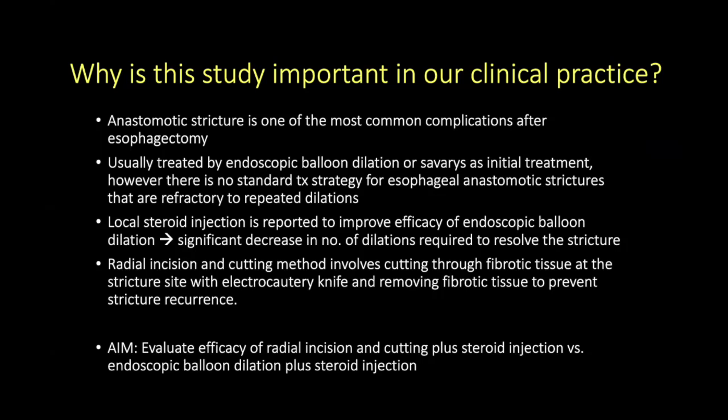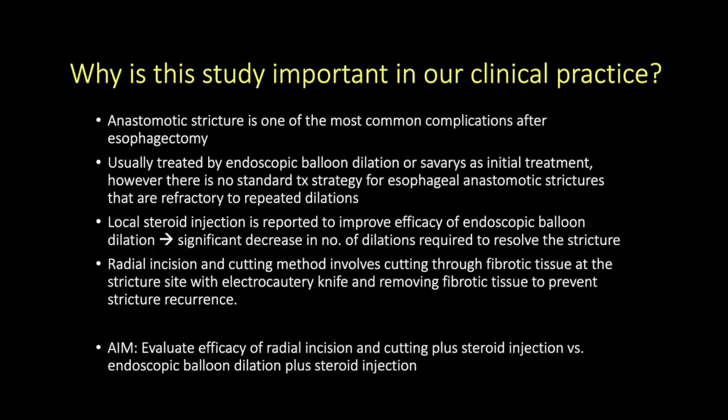Anastomotic stricture is one of the most common complications after esophagectomy, and it is usually treated by endoscopic balloon dilation or Savary dilation as the initial treatment. However, there is no standard treatment strategy for anastomotic strictures that are refractory to repeated dilations. Local steroid injection is reported to improve efficacy of endoscopic balloon dilation and has been shown to significantly decrease the number of dilations required to resolve the stricture.